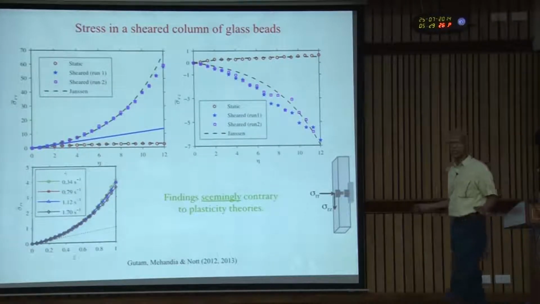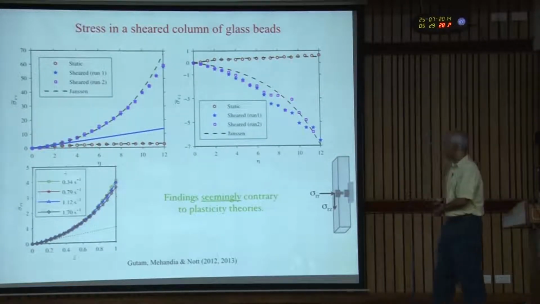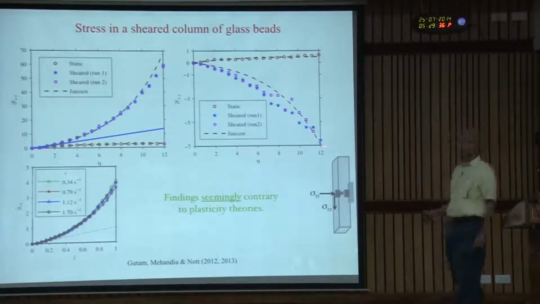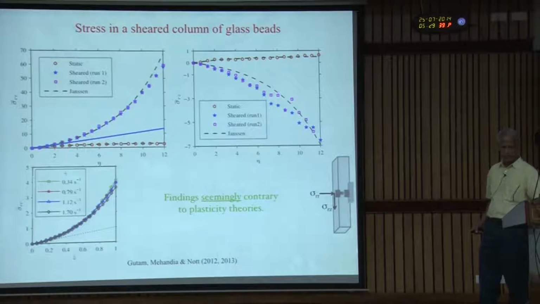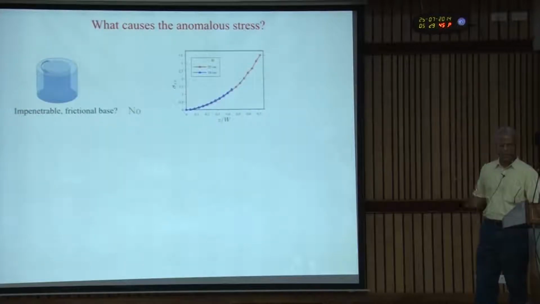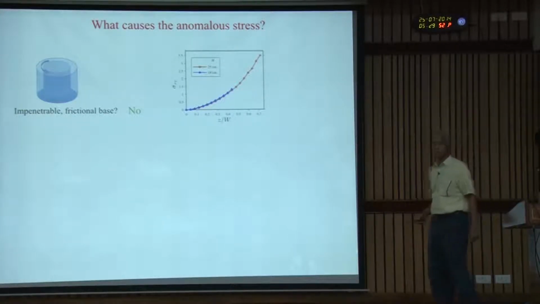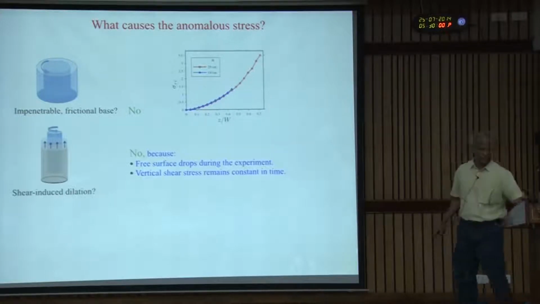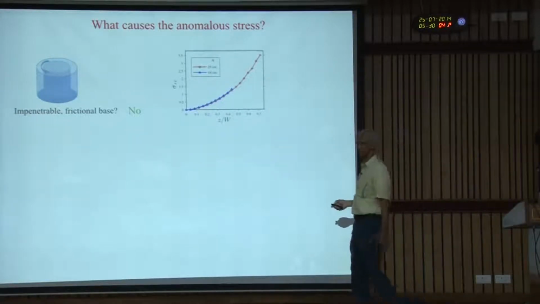So, these are clearly contrary to plasticity theories. Okay, plasticity theories would tell us that they should all go linearly in with the depth. So, essentially, this is where we made some conjectures. When I last spoke to you, to some of the audience over here, about what causes this anomalous stress when you start shearing this Couette column. Well, is it the impenetrable base?